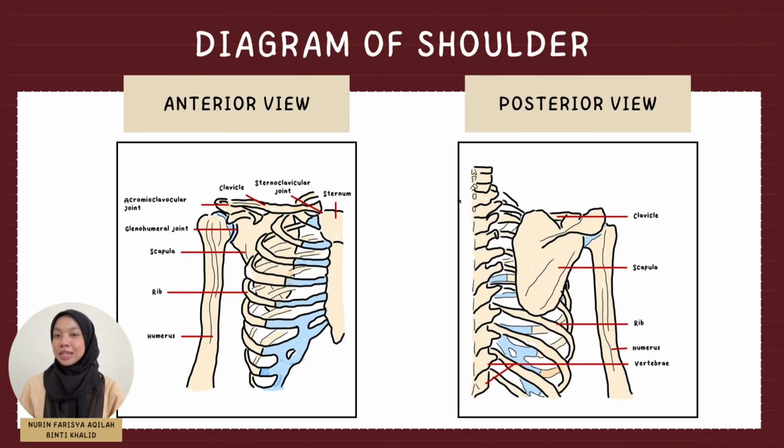The clavicle is the anterior bone and articulates with the manubrium of the sternum at the sternoclavicular joint, while the scapula articulates with the clavicle at the acromioclavicular joint and with the humerus at the glenohumeral joint. Apart from that, the pectoral girdle does not articulate with the vertebral column and is held in a stable position by a group of large muscles that extend from the vertebral column and ribs to the scapula.